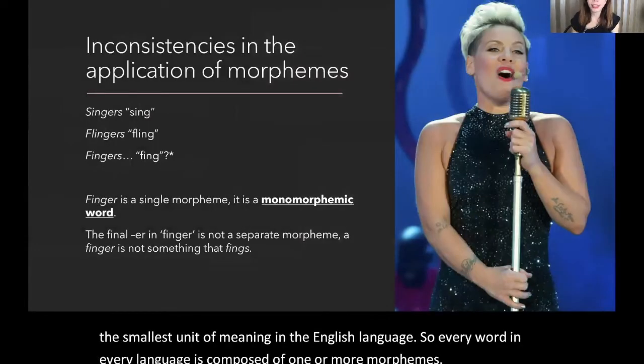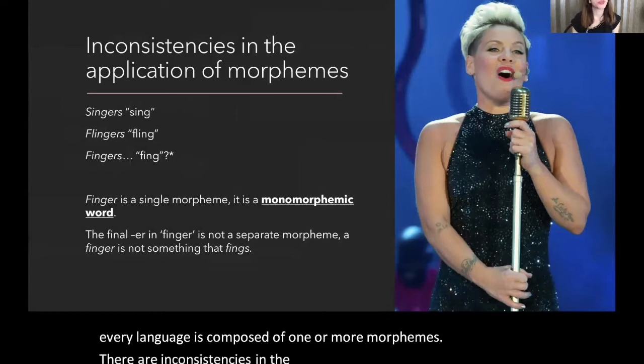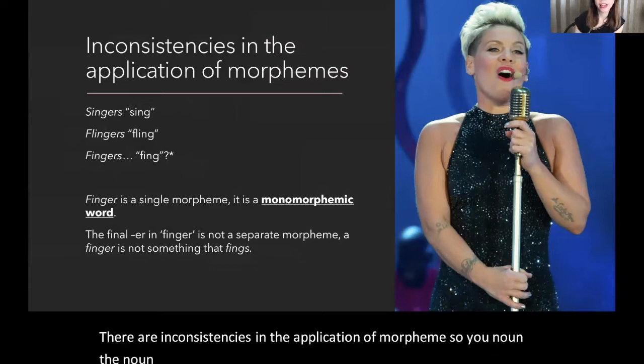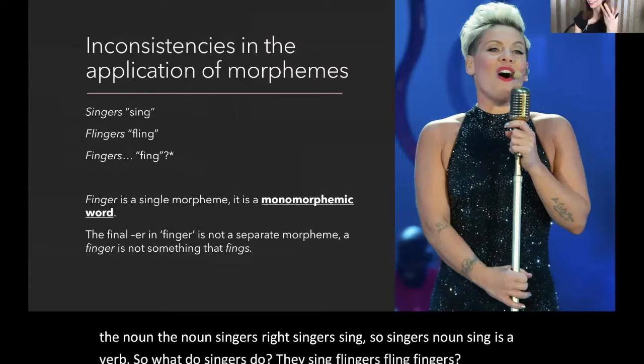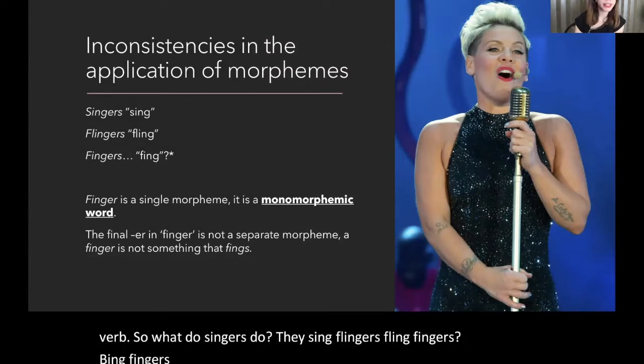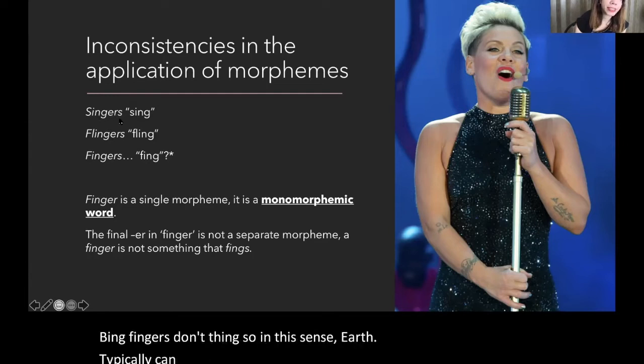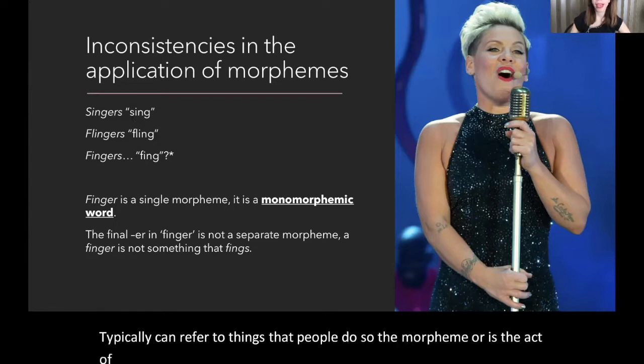There are inconsistencies in the application of morphemes. So you have the noun singers, right? Singers sing. So singers is a noun, sing is the verb. So what do singers do? They sing. Flingers fling. Fingers, fing. Fingers don't fing. So in this sense, er typically can refer to things that people do. So the morpheme is the act of doing something, but you can't say that fingers fing. It doesn't make any sense.